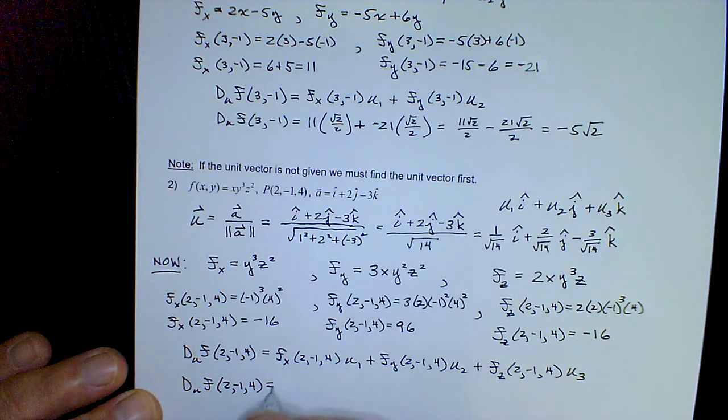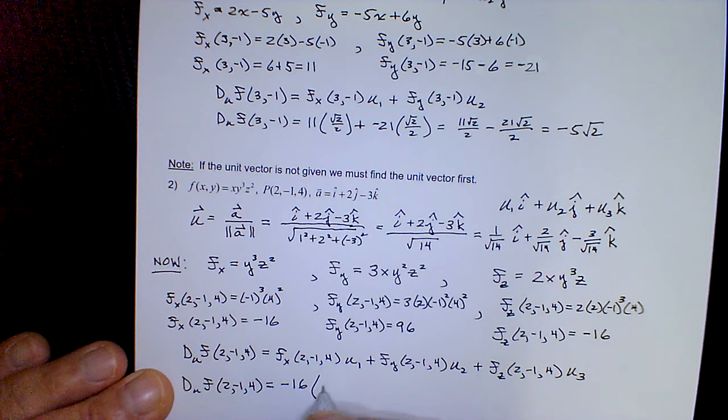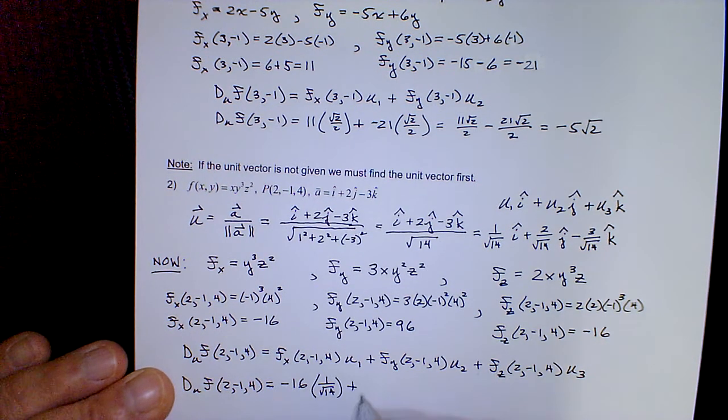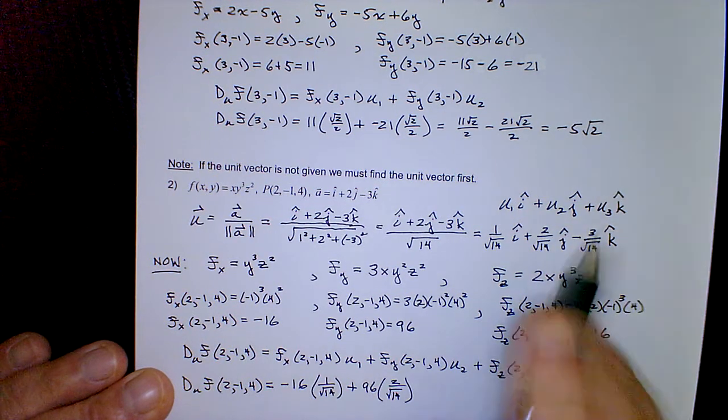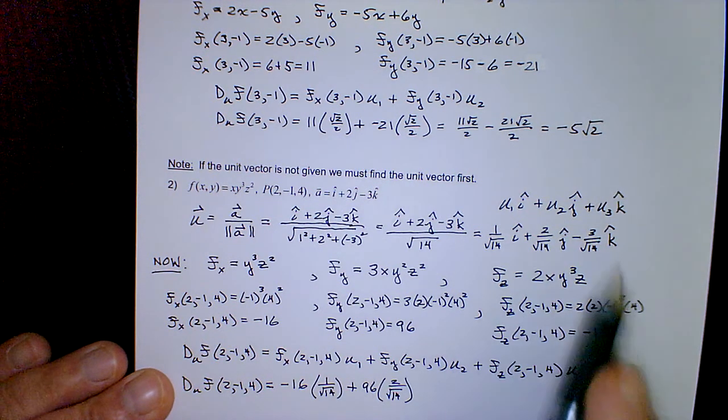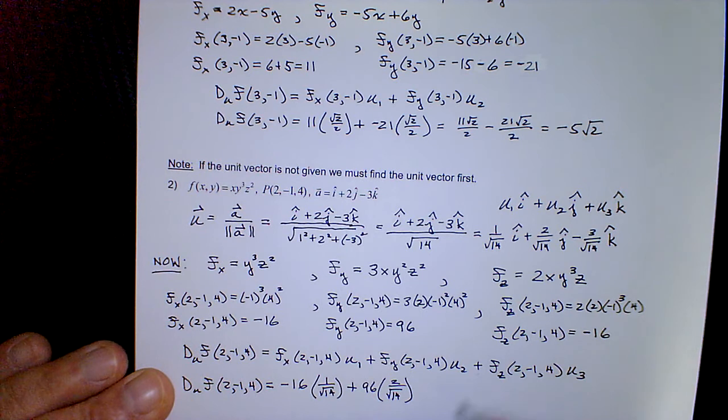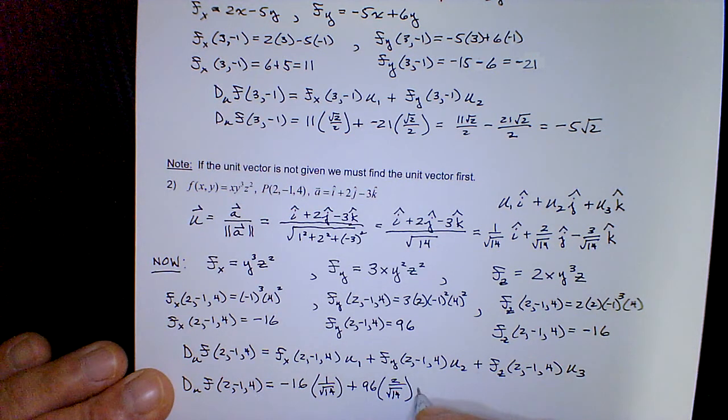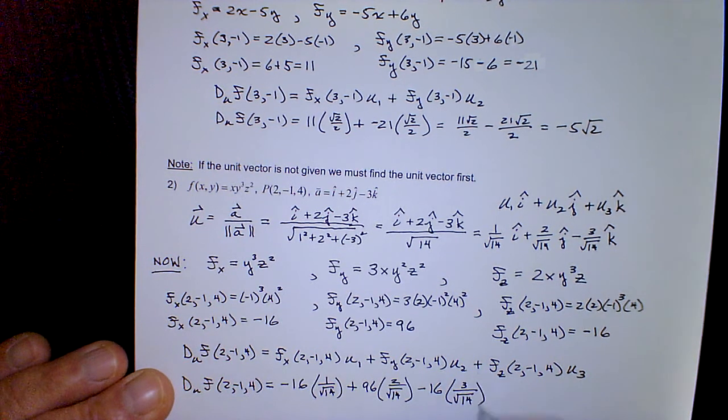Okay, so just plug it in now. What we have, -16 for f sub x at that point, times u1, 1 over square root of 14, plus f sub y was 96, times 2 over the square root of 14. Again, back up here for u2. And here's u3. F sub z first, -16. And u3 was 3 over the square root of 14.